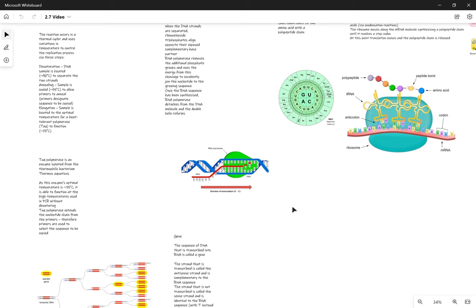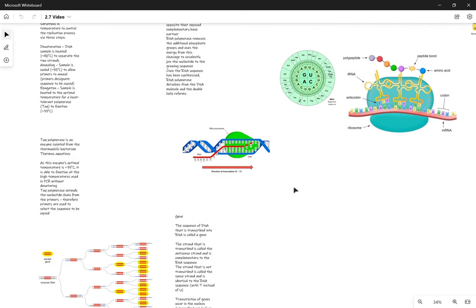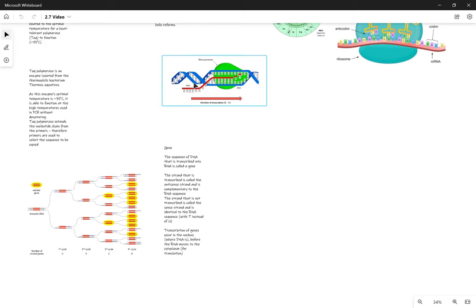the growing sequence. Once the RNA sequence has been synthesized, RNA polymerase detaches from the DNA molecule and the double helix reforms. So you can see all of that there in that diagram.